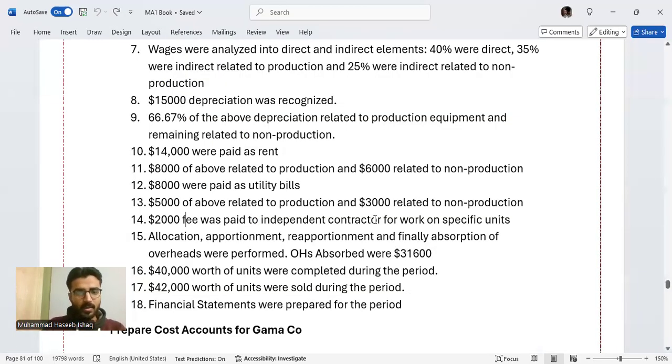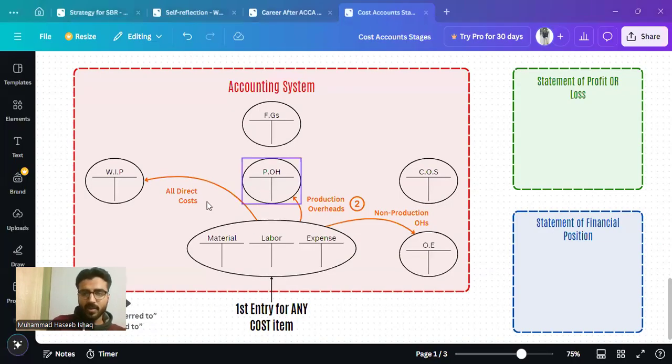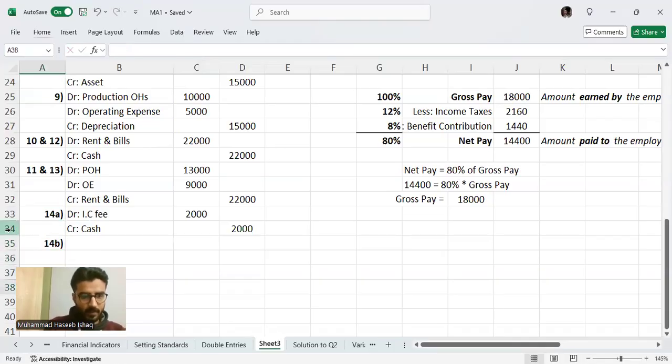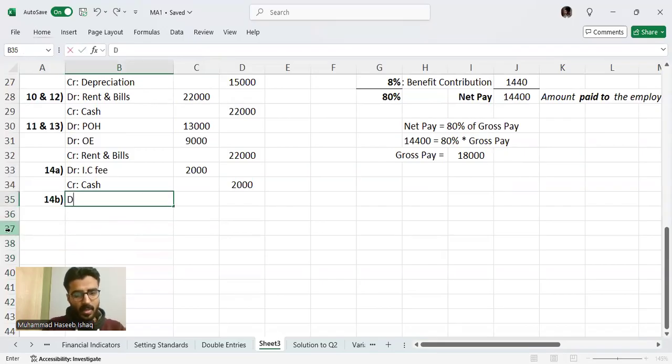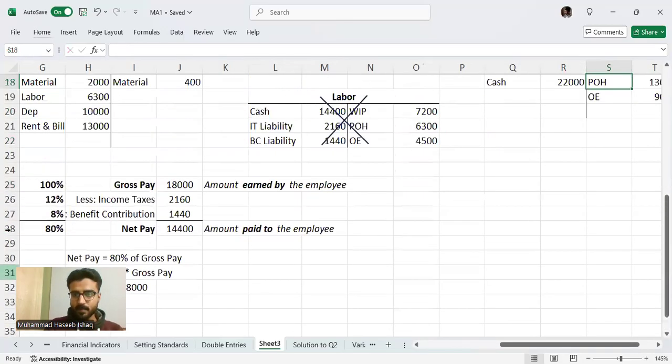Because it is written as paid. So what is the amount? It is 2,000, debit 2,000 and credit 2,000. So this is the stage 1 entry, and then let's do the stage 2 entry. Under stage 2, of course, the direct costs are transferred to the work in progress account. So 14B: debit work in progress account and credit where it is coming from. It is coming from the independent contractor fee account. So 2,000 and 2,000.